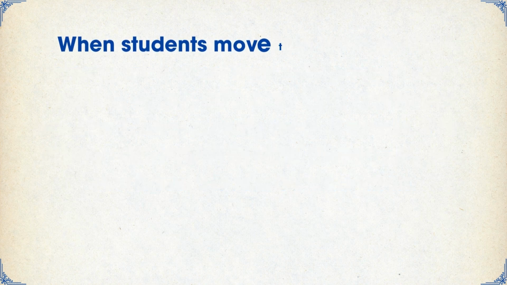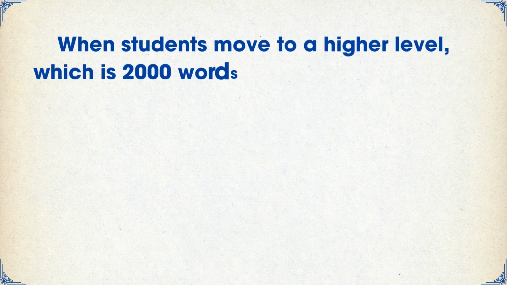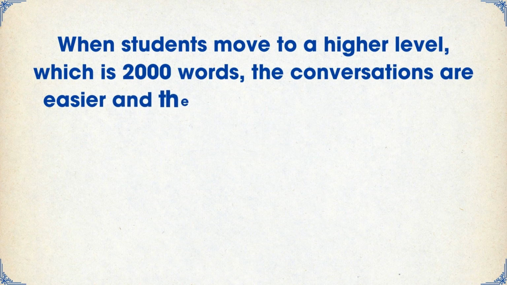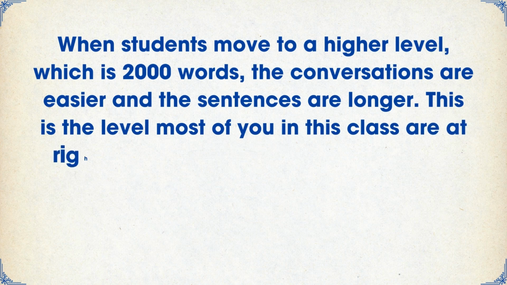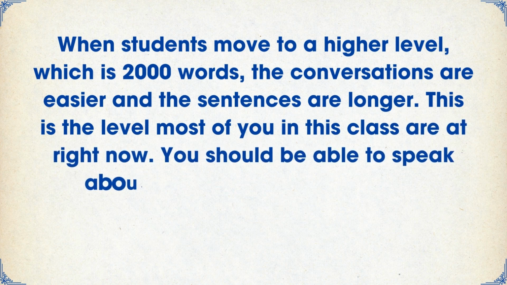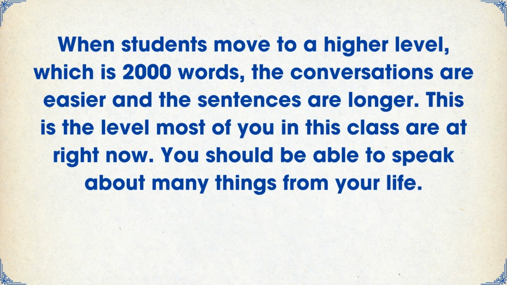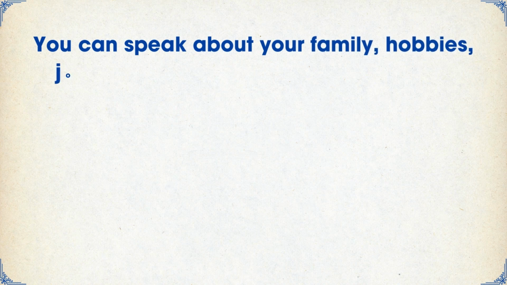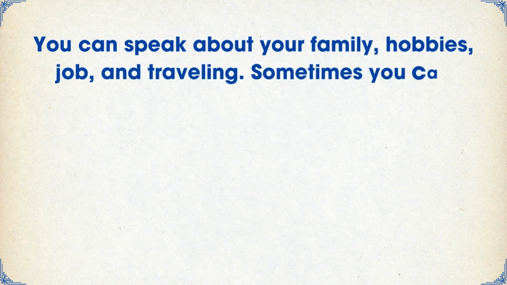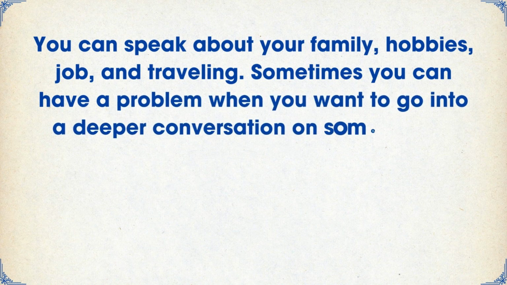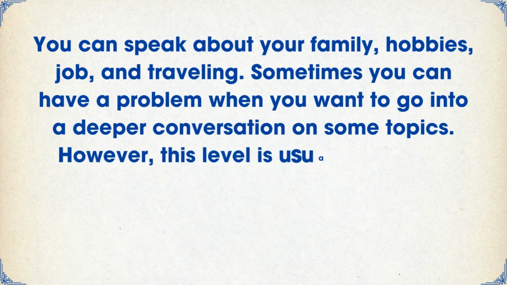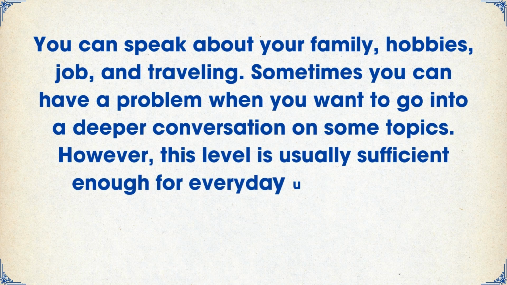When students move to a higher level, which is 2,000 words, the conversations are easier and the sentences are longer. This is the level most of you in this class are at right now. You should be able to speak about many things from your life. You can speak about your family, hobbies, job, and traveling. Sometimes you can have a problem when you want to go into a deeper conversation on some topics. However, this level is usually sufficient enough for everyday use of English.